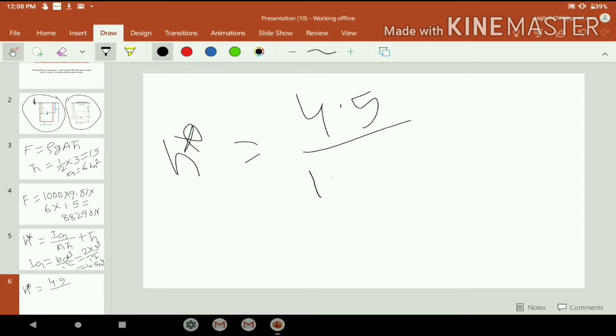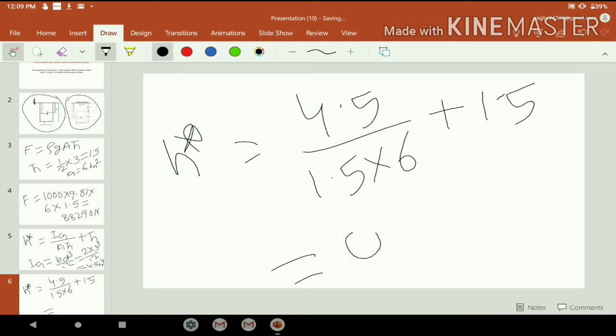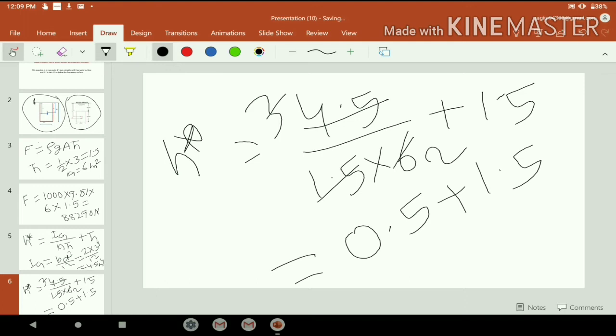4.5 divided by 1.5, that is H bar, into 6, that is the A, plus 1.5. After solving this, what we get is 2 meters. 1.5 into 3 into 2 is 0.5, plus 1.5, like this. 1 by 2 is 0.5 plus 1.5 is 2 meter.